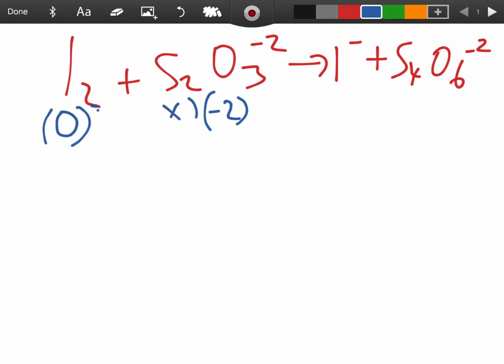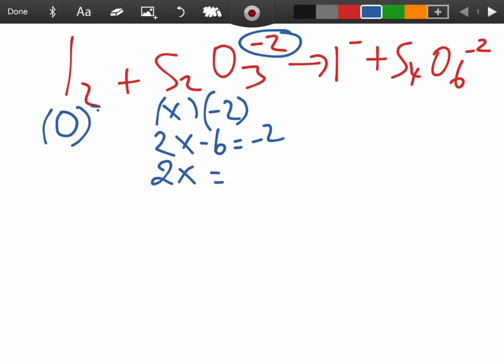So you assign oxidation number 0. I know there's 2 iodines, but remember the element has to be bonded to something else. Okay? Minus 2 for the oxygen, times that. So 2x minus 6 equals minus 2. Don't forget that there's a charge on that there.